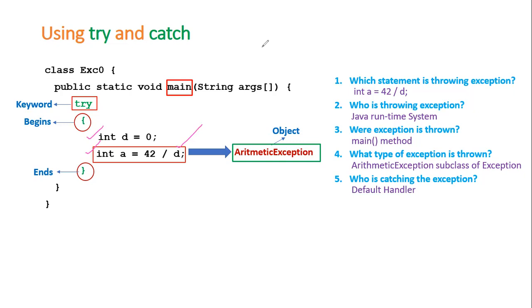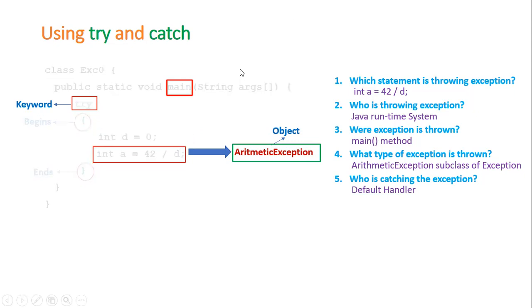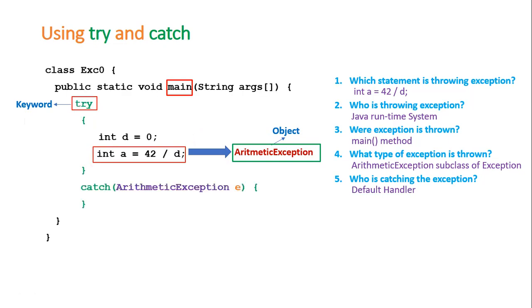As I said, every try block must have a corresponding catch block. Why should we write a catch block? Because the catch block is going to catch the exception. You see that? Every try has a corresponding catch block.